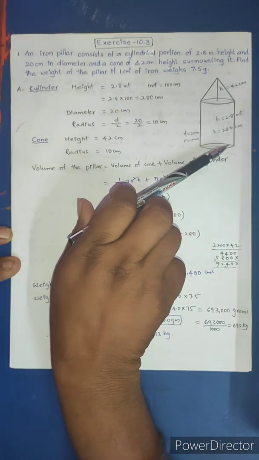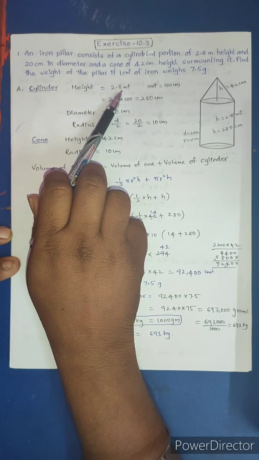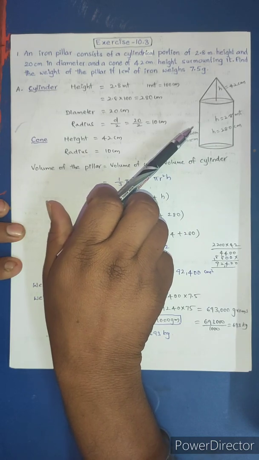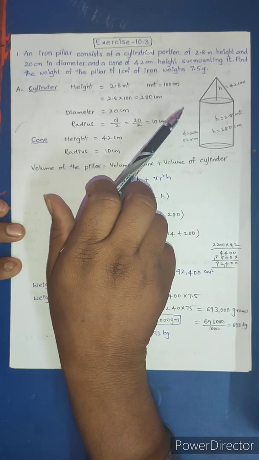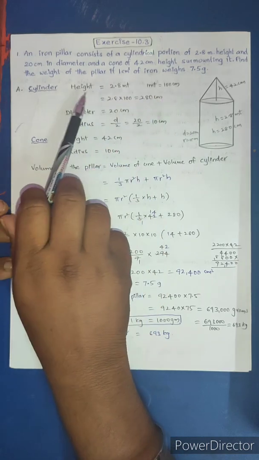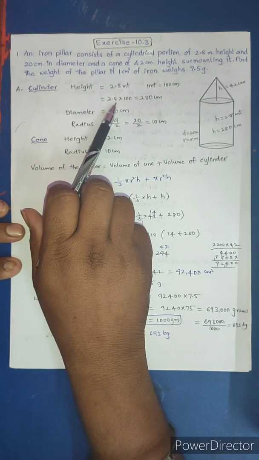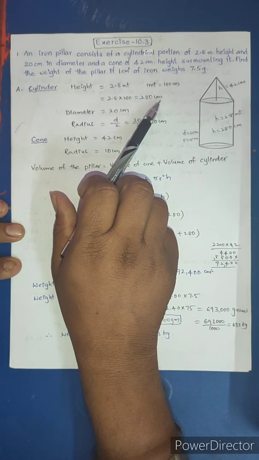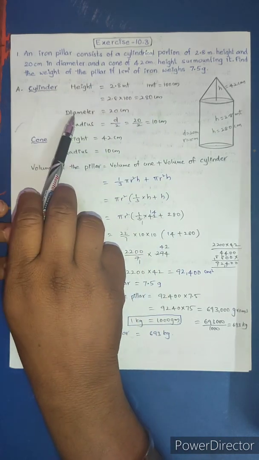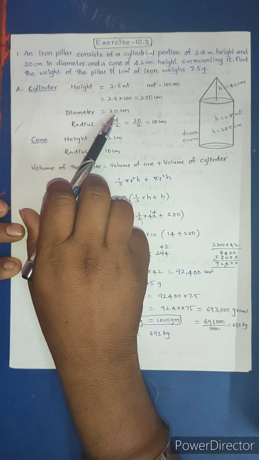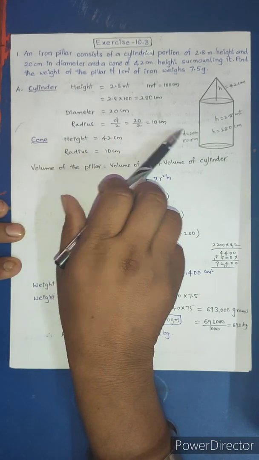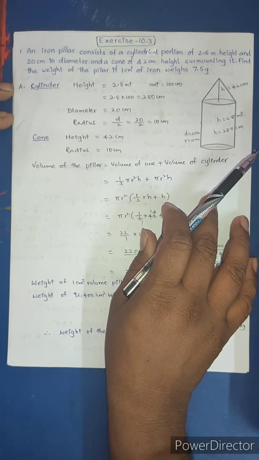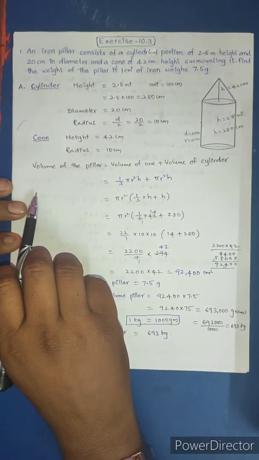First cylinder. Height of the cylinder 2.8 meters, and the diameter is in centimeters, so first convert into centimeters. 1 meter is equal to 100 centimeters. So 2.8 meters converts into 280 centimeters. Now diameter of the cylinder 20 centimeter, then radius is 10 centimeter. Next cone. Height of the cone 42 centimeters, radius is 10 centimeter.